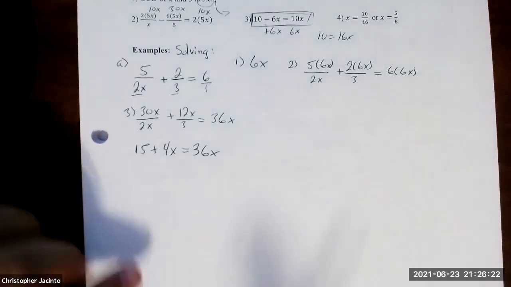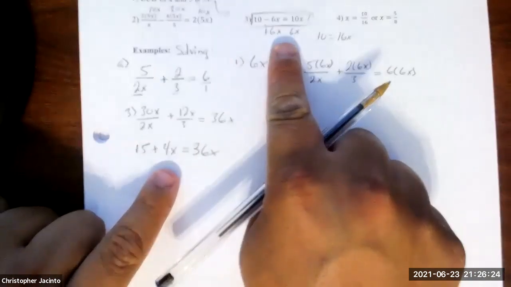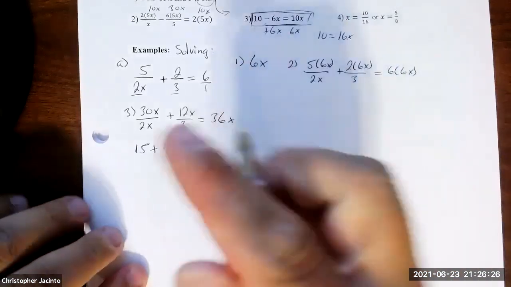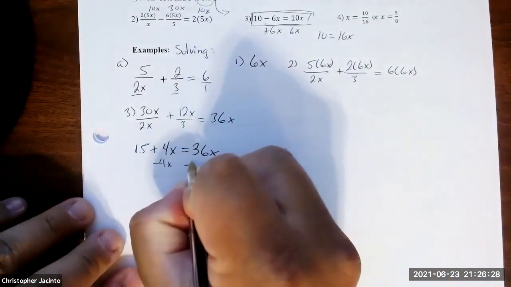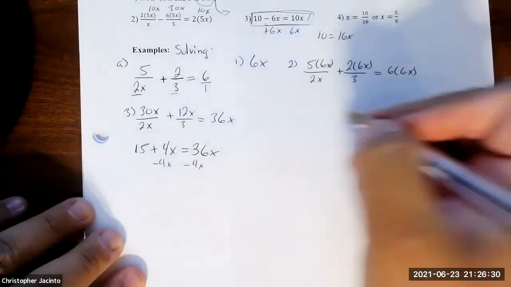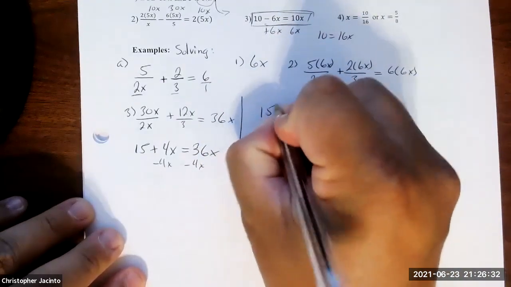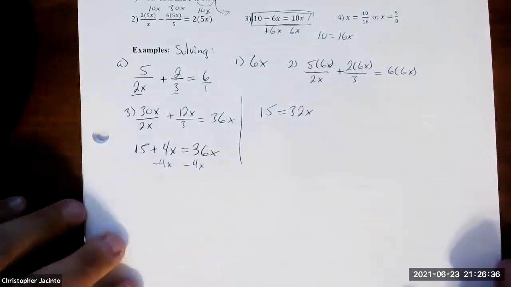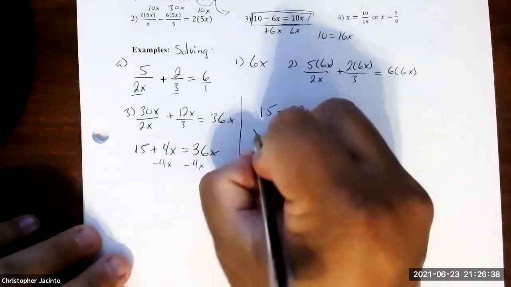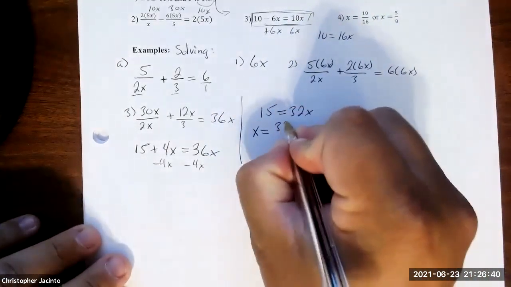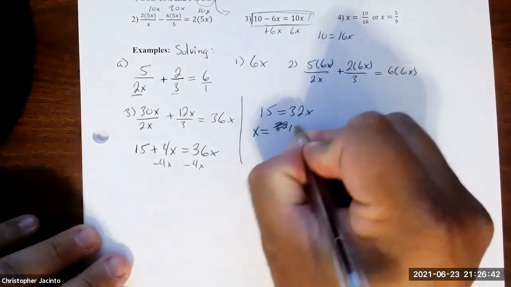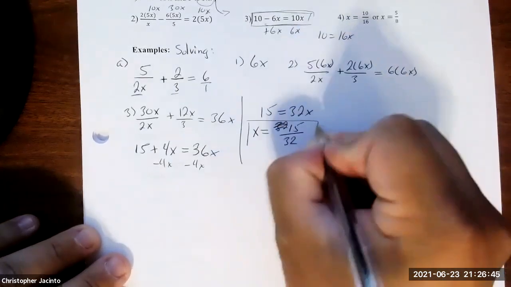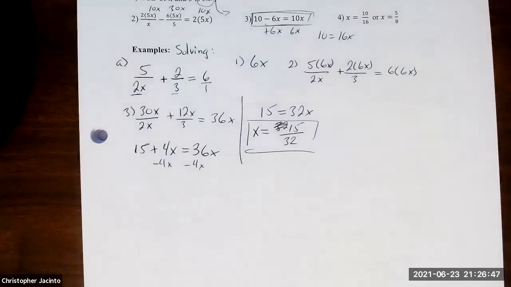And now notice it's exactly the same template we had above, right? So now we just solve for x like we did before. So subtract 4x from both sides. And just divide by 32. So x is going to be 15 over 32. And there's your answer.